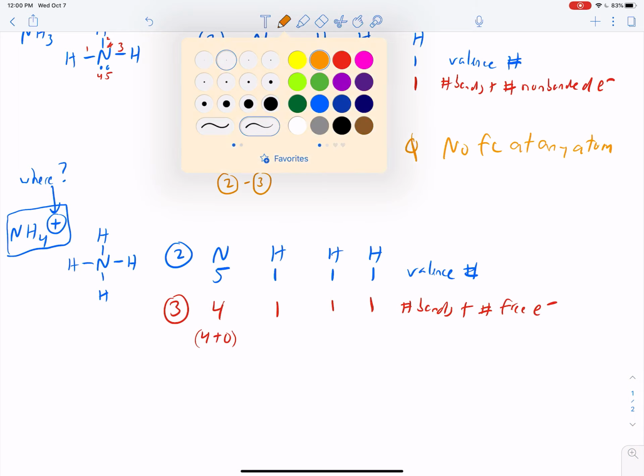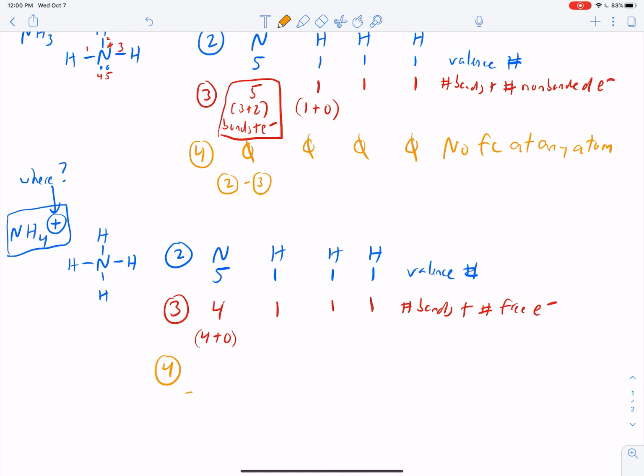When I subtract row 3 from row 2, I get plus 1, 0, 0, and 0. And the key is that this plus 1 says nitrogen has a plus 1 formal charge. The way we denote that on our Lewis structure is we put a positive sign next to the atom that has the formal charge. So nitrogen is positively charged. The positive charge in the NH4 plus cation is actually at nitrogen. That's how we use this information.